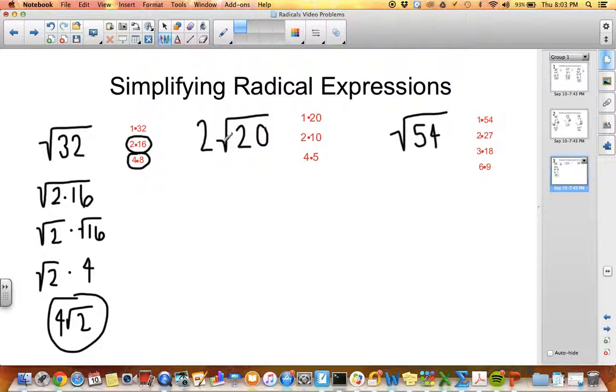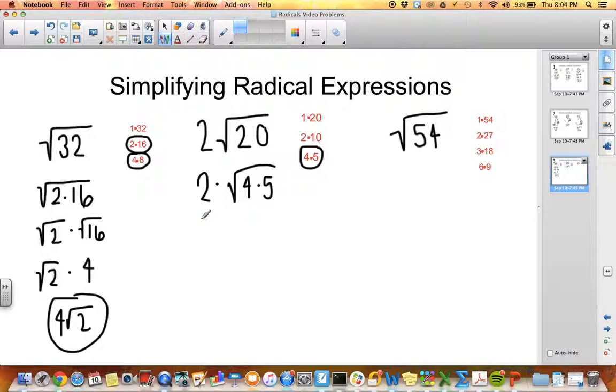Okay, I have 2 square root 20. If I have a 2 on the outside, it still just means multiplication. But let's just worry about the 20 for right now. The factors of 20 are 1 times 20, 2 times 10, and 4 times 5. The only perfect square I have is 4, so that's what I'm going to use. I'm just going to leave the 2 outside, and we're multiplying. So 2 times the square root of 4 times 5.